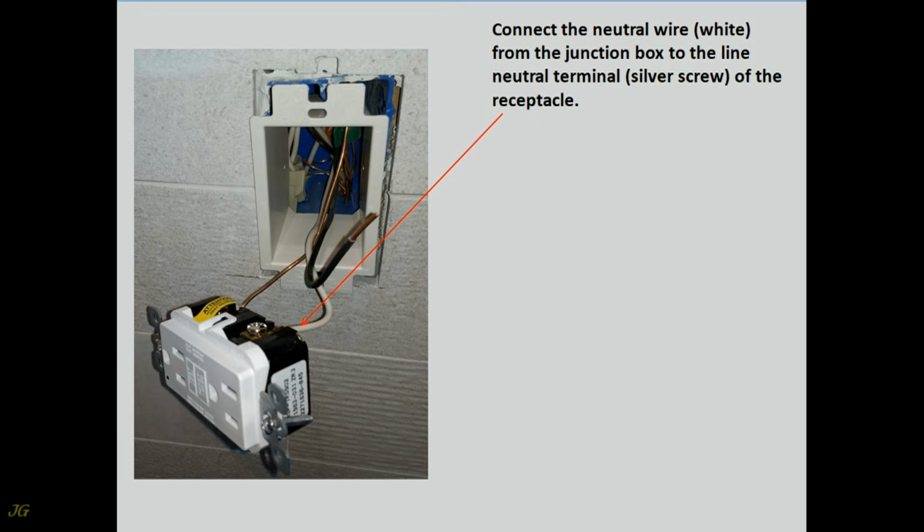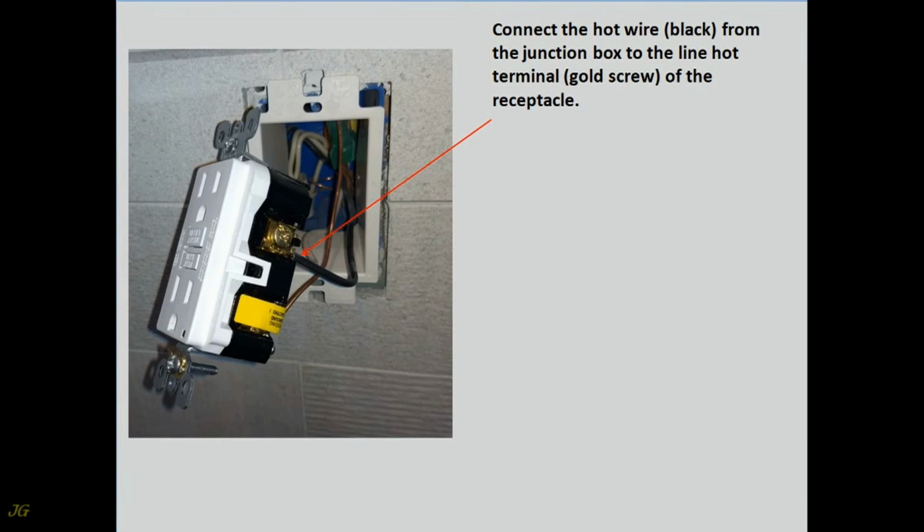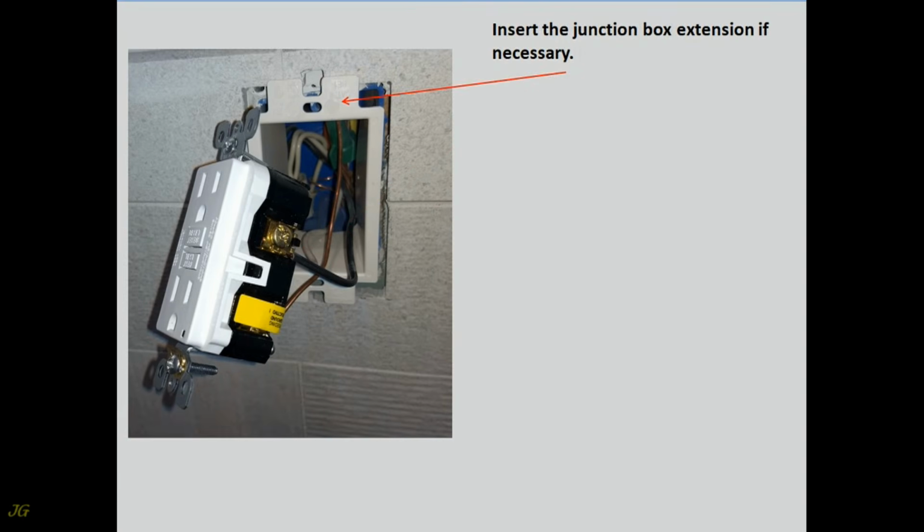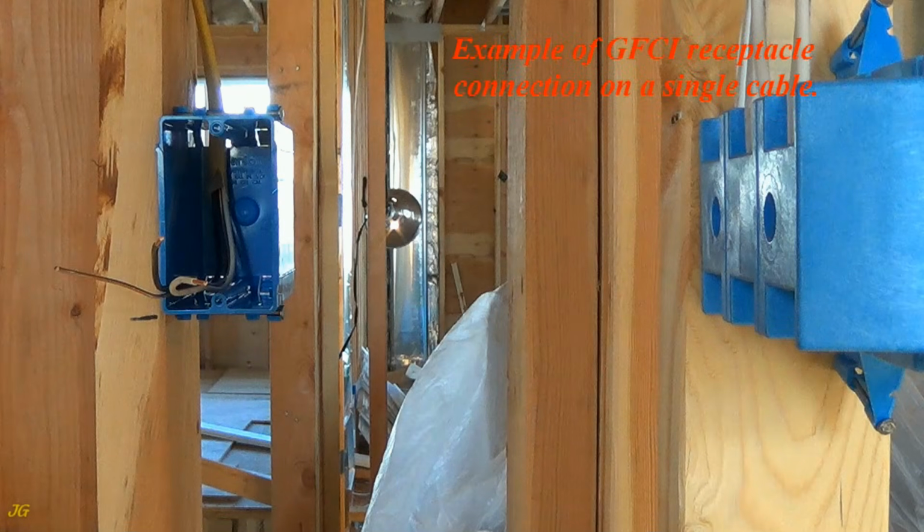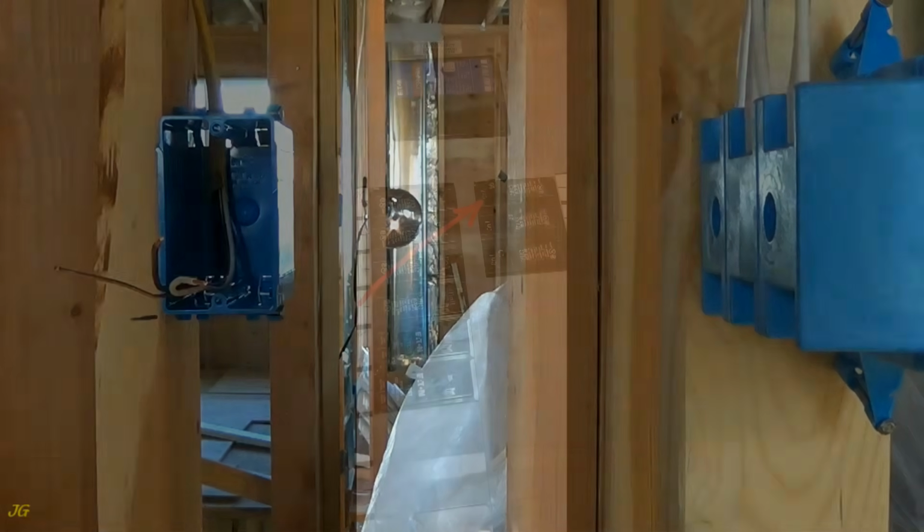Connect the neutral wire, white, from the junction box to the line neutral terminal, silver screw, of the receptacle. Connect the hot wire, black, from the junction box to the line hot terminal, gold screw, of the receptacle. Insert the junction box extension if necessary. Example of GFCI receptacle connection on a single cable.